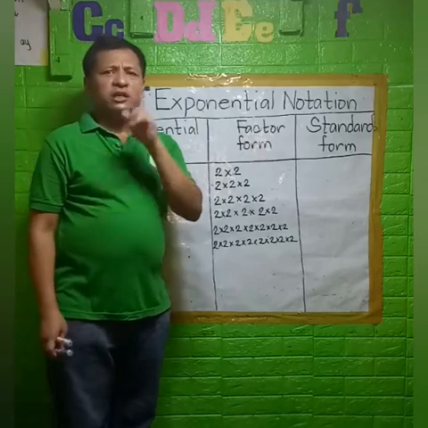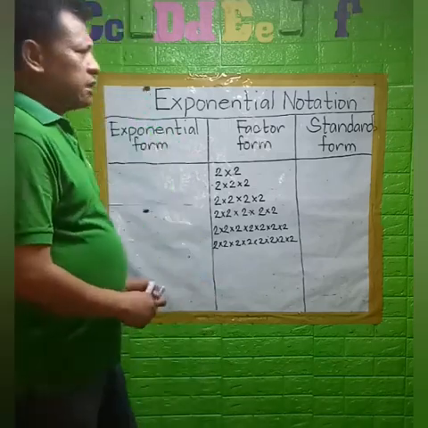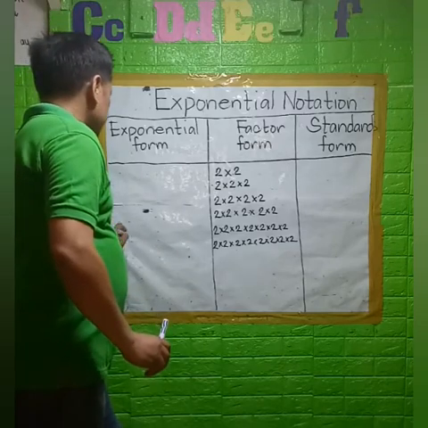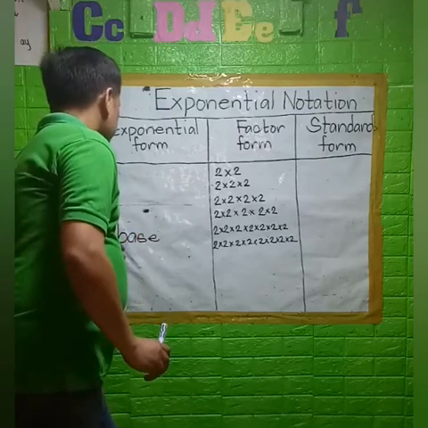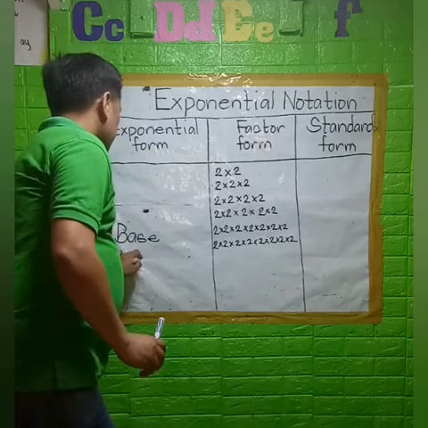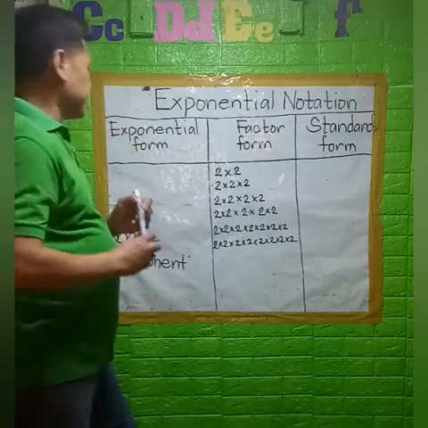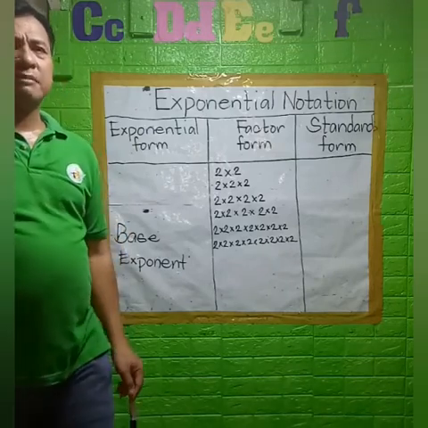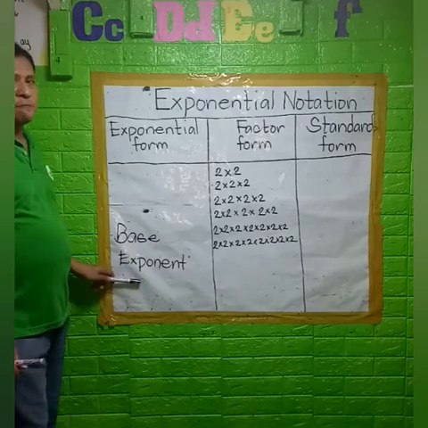Now, in exponential notation, there are two terms that we will be encountering. The first is called the base and the exponent. So these are the two terms that we will be facing in exponential notation. Again, dito po sa tinatawag nating exponential notation, meron po tayong dalawang terms na ating makakasalamuha dito. Ito po yung tinatawag nating base and the exponent.